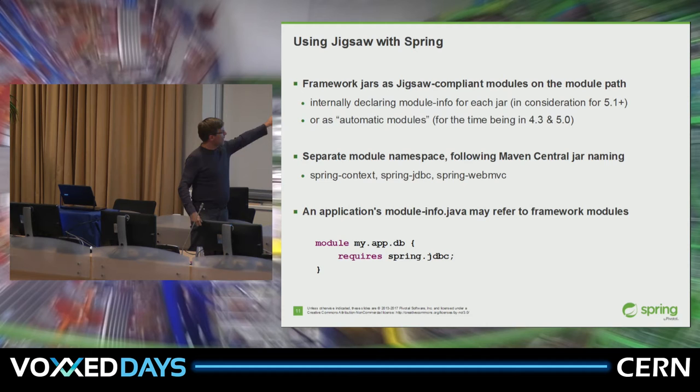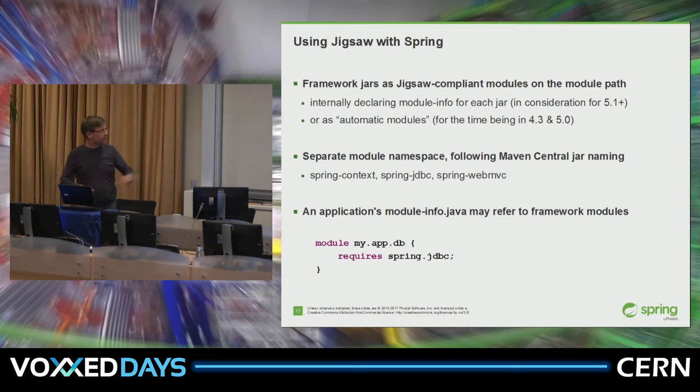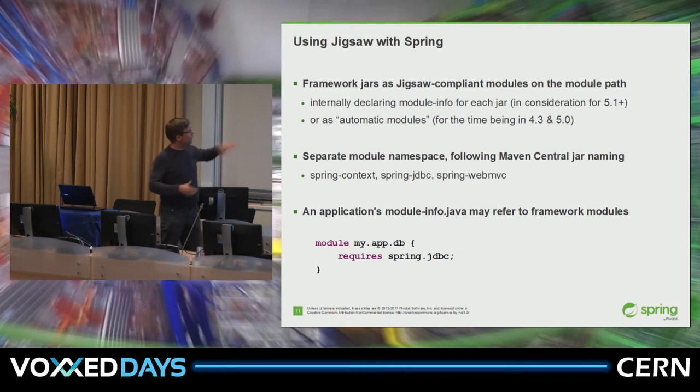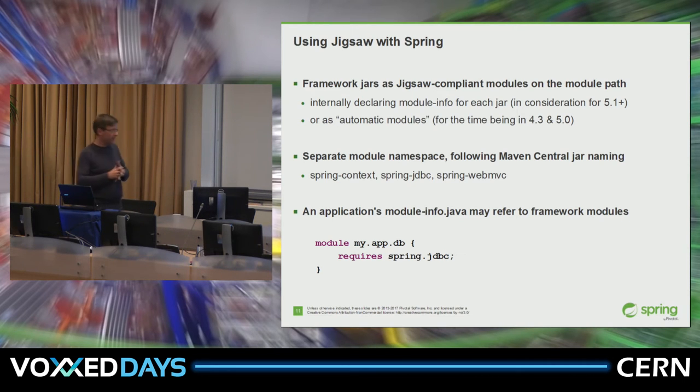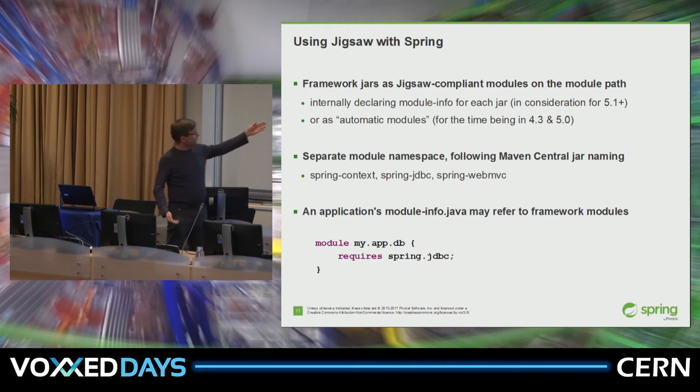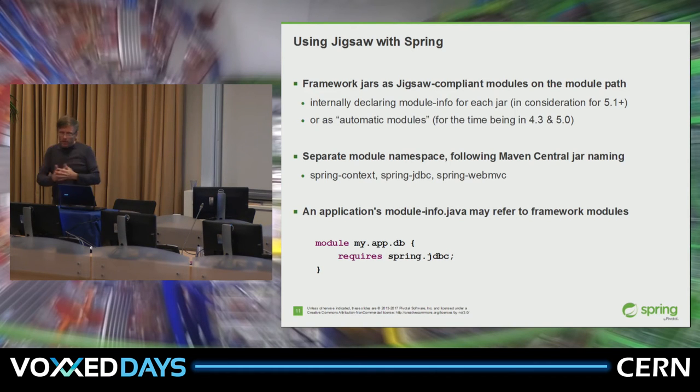So in an application, you can add a module descriptor. This is a module info Java file that in Jigsaw will be compiled by the JDK 9 compiler to a class file to be included in your application jars. And Spring Framework modules like the Spring JDBC module can be referred to through a naming convention implemented in automatic modules. It's basically the jar name without a version and with dots as a separator. So just by convention, without this framework actually shipping module descriptors itself, it is usable in a Jigsaw-based application arrangement.